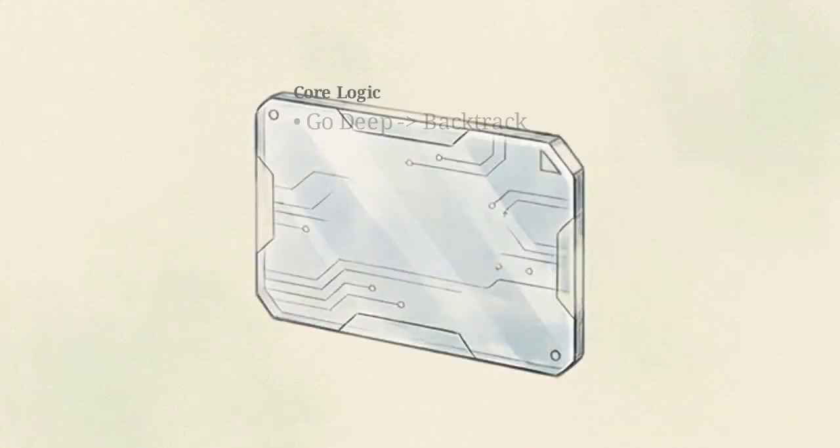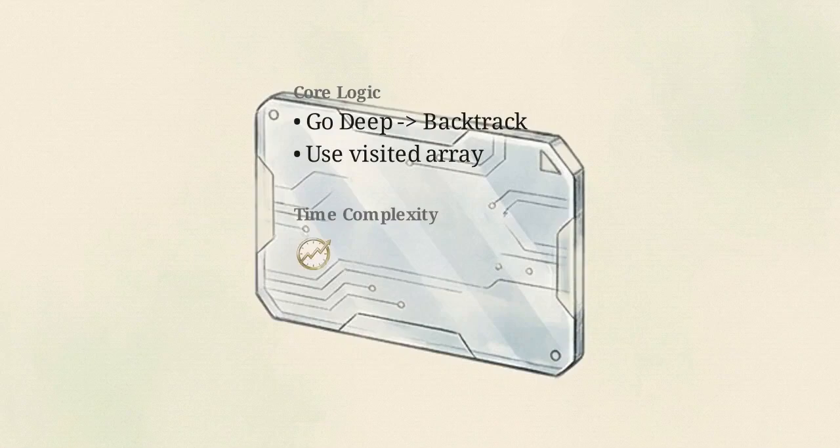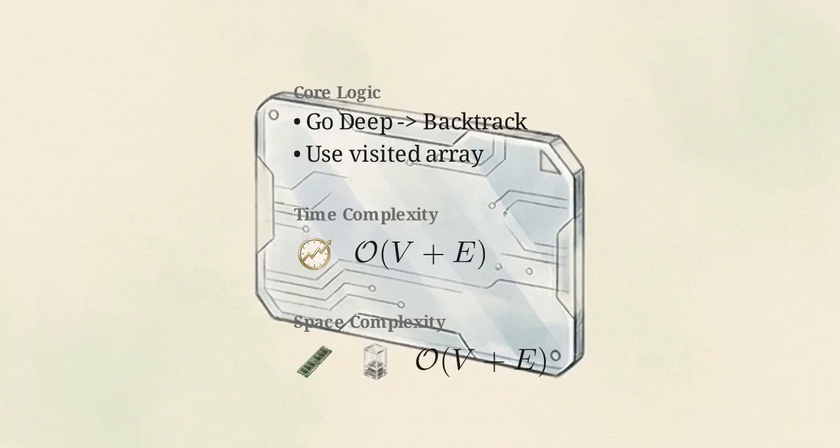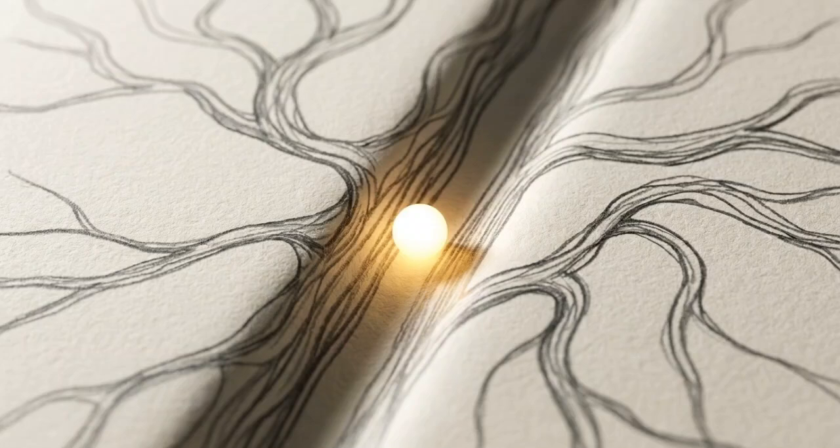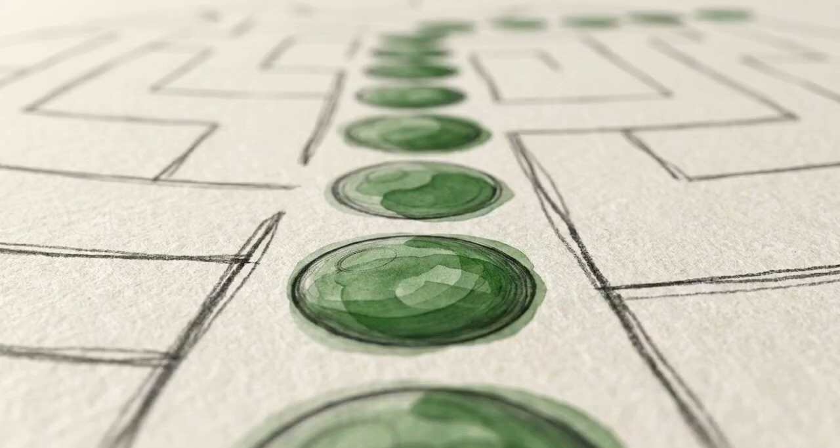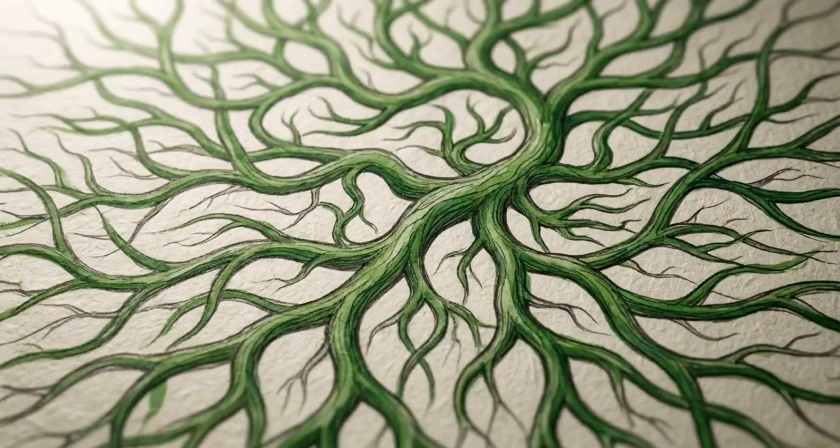Because we process every vertex and edge exactly once, the time complexity is O(V + E). Since we also maintain a visited array for every node and a recursion stack for the traversal, the space complexity also scales to V plus E. Depth-first search relies on relentless downward momentum. It pushes forward as far as the path allows, leaves a trail of Boolean markers to avoid walking in circles, and systematically retreats to ensure absolutely nothing is missed.